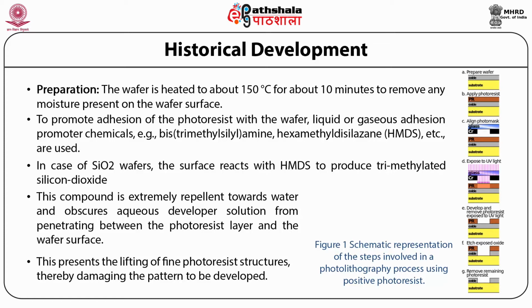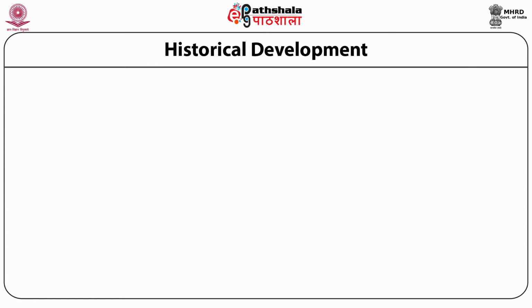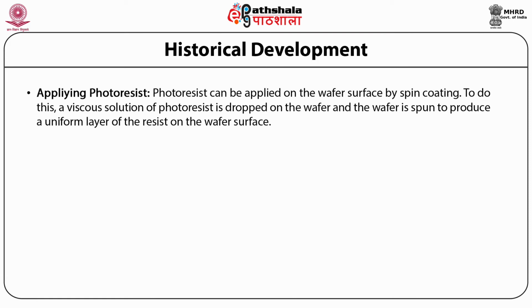To avoid this, the wafer is covered and placed on a hot plate to dry at about 120 degrees Celsius. Then third, applying photoresist. Photoresist can be applied on the wafer surface by spin coating.